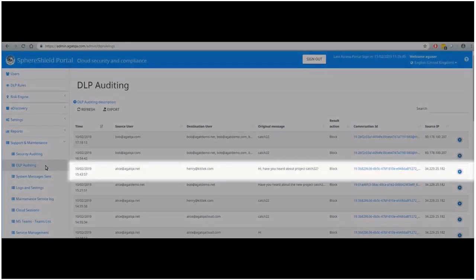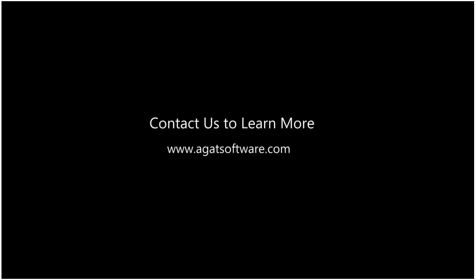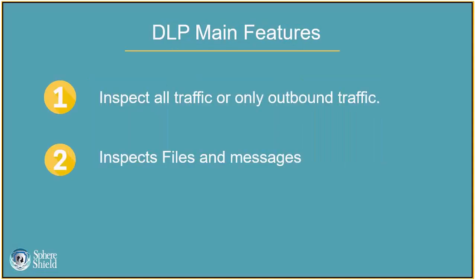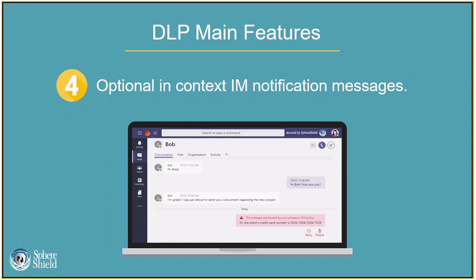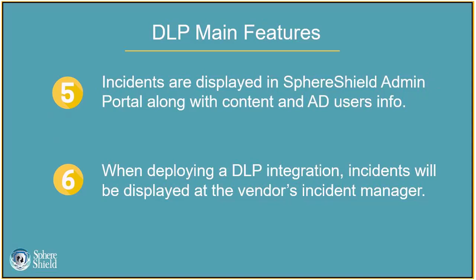And all the incidents are monitored in our system, as well as the leading vendor used by the customer. So let's recap what we've seen. We've seen the ability to inspect all traffic or only outbound traffic. We've seen the ability to inspect both files and messages. We can apply policies differently to the different areas of Teams, namely chat, channels, and Teams. We also have the ability to display in-context messages, and we capture all incidents in our product as well as the external vendor.